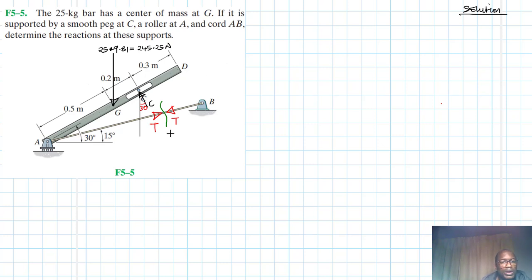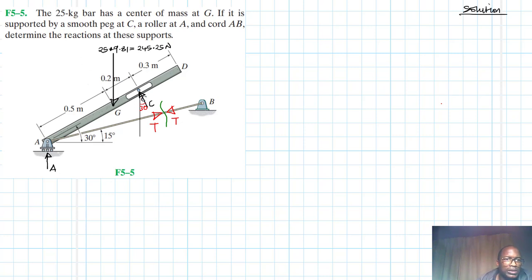And then here at A, we are going to have the reaction force in the vertical direction. We are going to call it AY. So this is what we have at the moment. We need the components of this particular force. We need them as we begin to take moments.